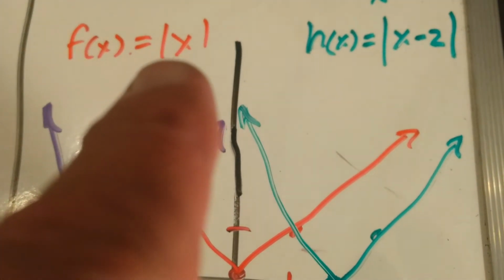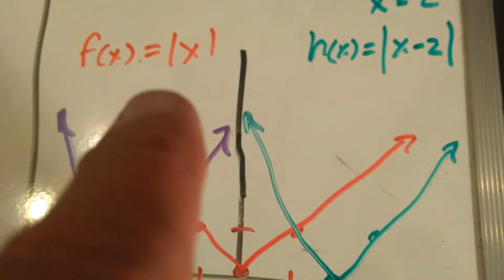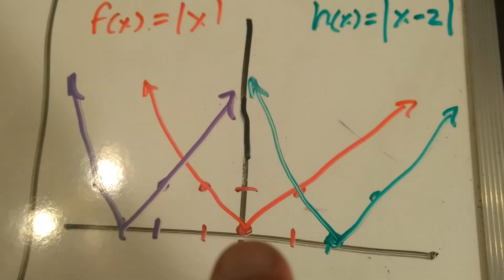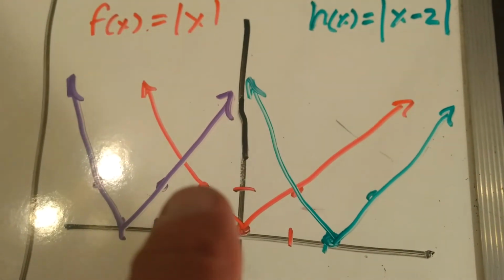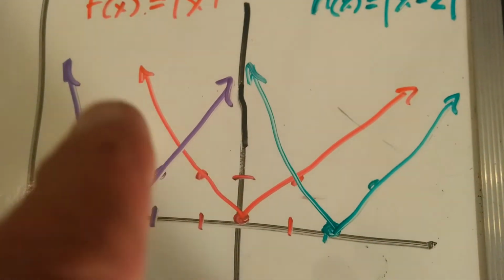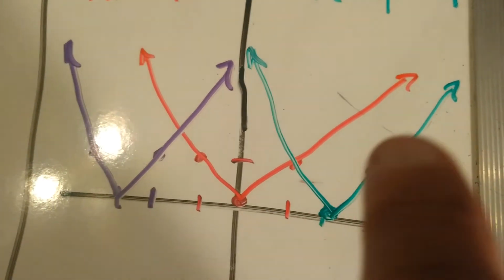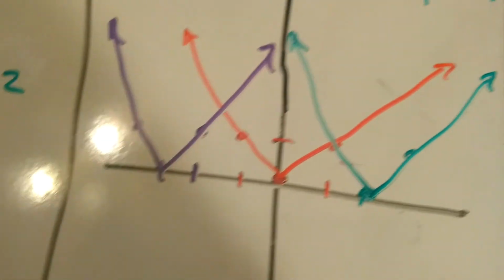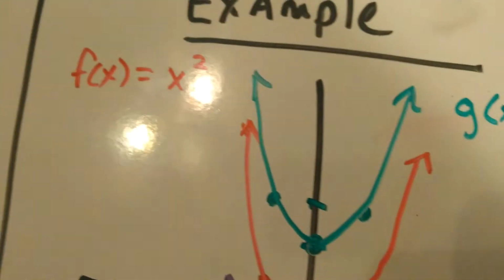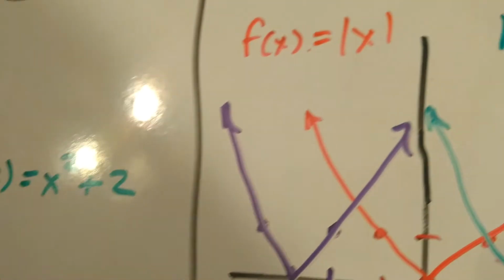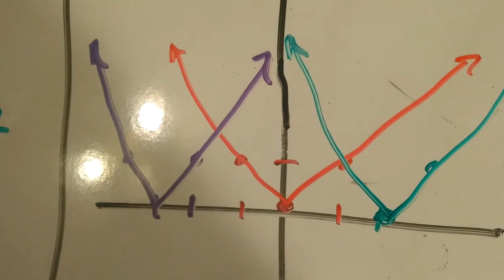So here's the absolute value function. If I plug 0 in there, I get 0, 0. If I plug negative 1 in there, I get negative 1, 1. If I plug 1 in there, I get 1, 1. Because it's absolute value, it's not a parabola, it's a v. See, if it were x squared, it would be a parabola. Because it's absolute value, it's a v.